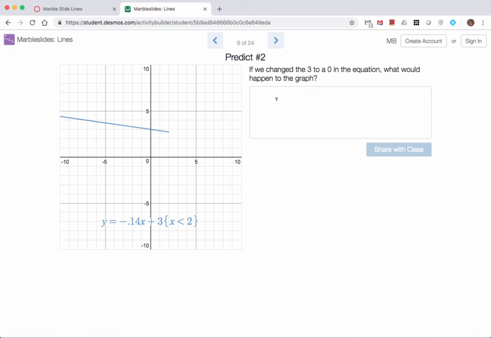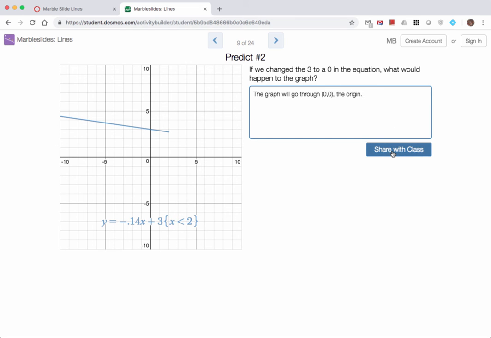Well, actually, we have to predict first. It says what happens if you change the 3 to a 0? What will happen to the graph? Well, if we change the 3 to a 0, then that means that our y-intercept will be a 0, and we're going to go through the origin. So the graph will go through (0, 0), better known as the origin.